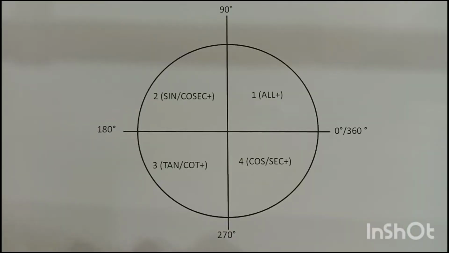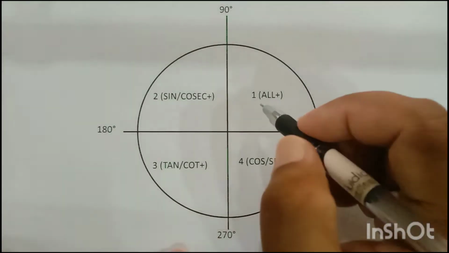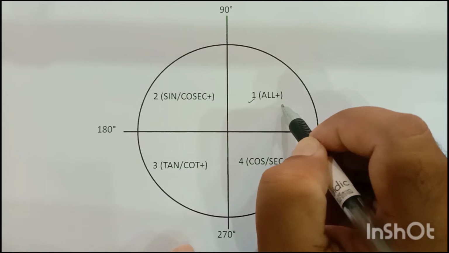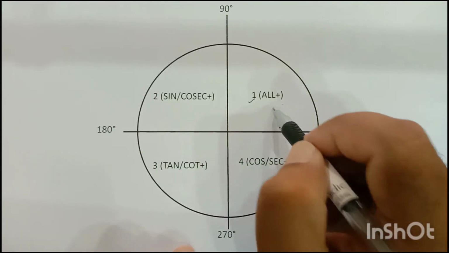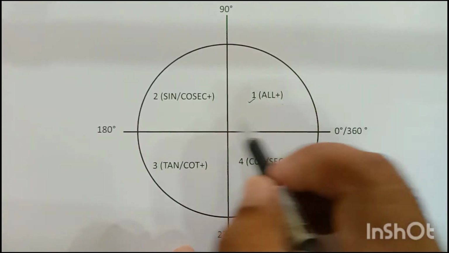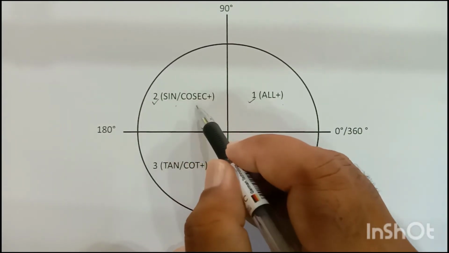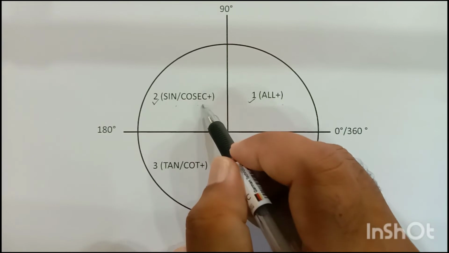Dear friends, let's see a unit circle here, and this circle is divided into 4 quadrants. This is the first quadrant where all the trigonometric ratios are positive. And this is the second quadrant where sine and its reciprocal cosec are positive.